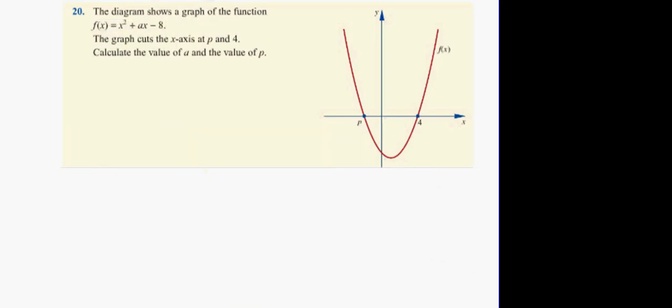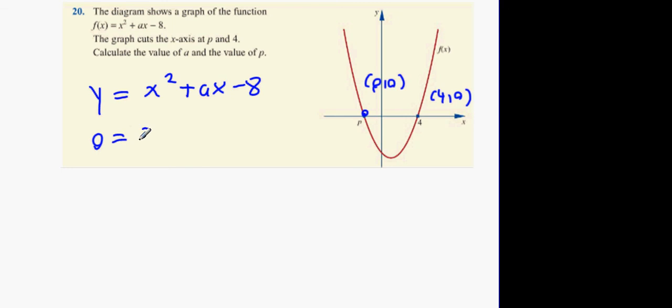The diagram shows the graph of the function x squared plus ax minus 8. The graph cuts the x-axis at the points p, 0 and 4, 0. Calculate the value of a and the value of p. So what we do here is say that this is the point p, 0 and this is the point 4, 0. I know this because it's on the x-axis. Now, f of x is a fancy way of saying the y value. What I know about this point is that when I put in the value of 4 for x, the y value should be 0.